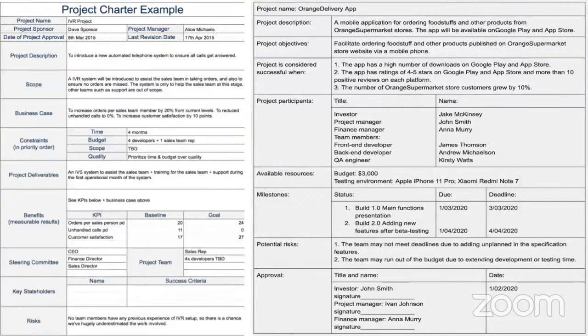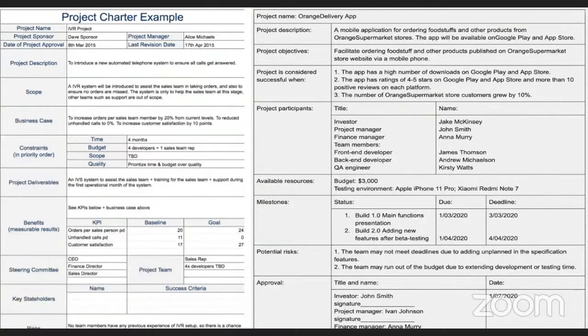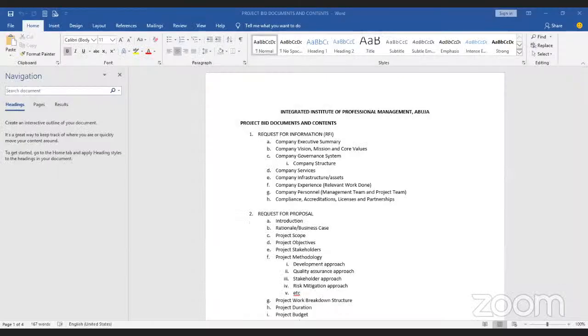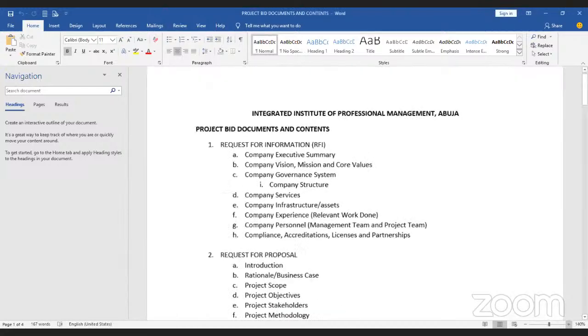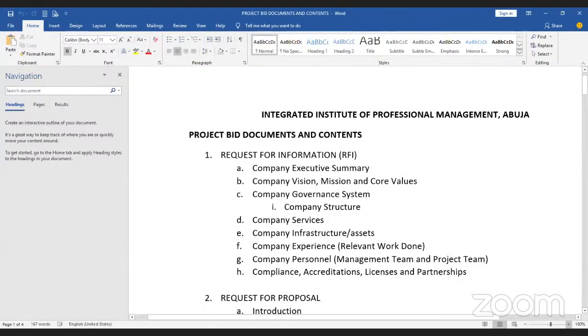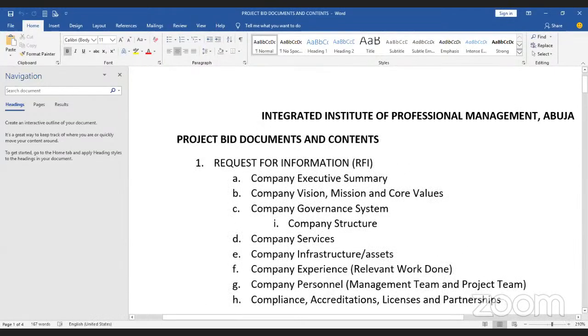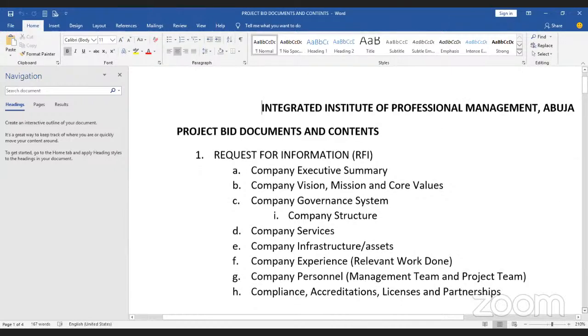Can we quickly go to proposal development? Now, my proposal development slide is just a guide, so it's not on PowerPoint, rather it is on Word. We titled it Project Bid Documents. Let me make my screen bolder so that you could see. We titled it Project Bid Document.